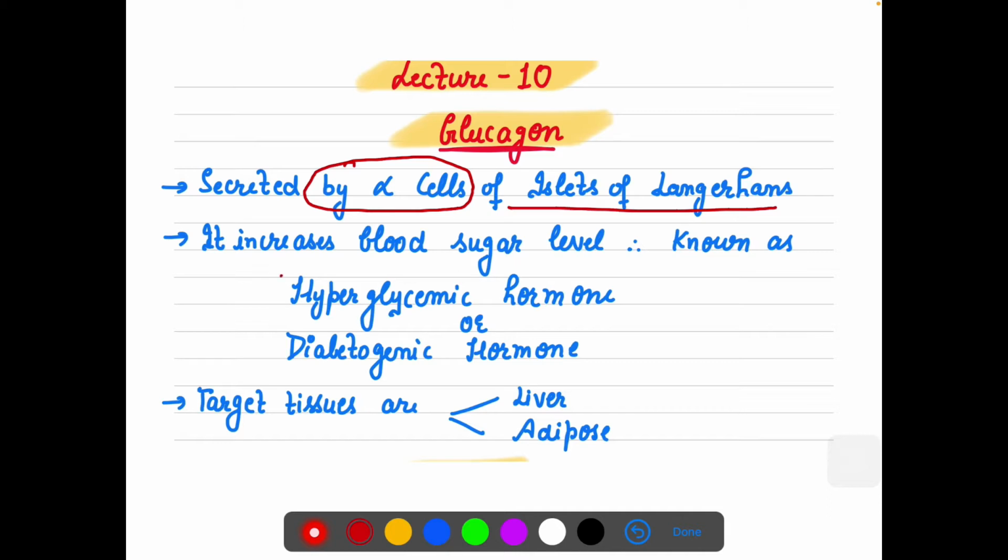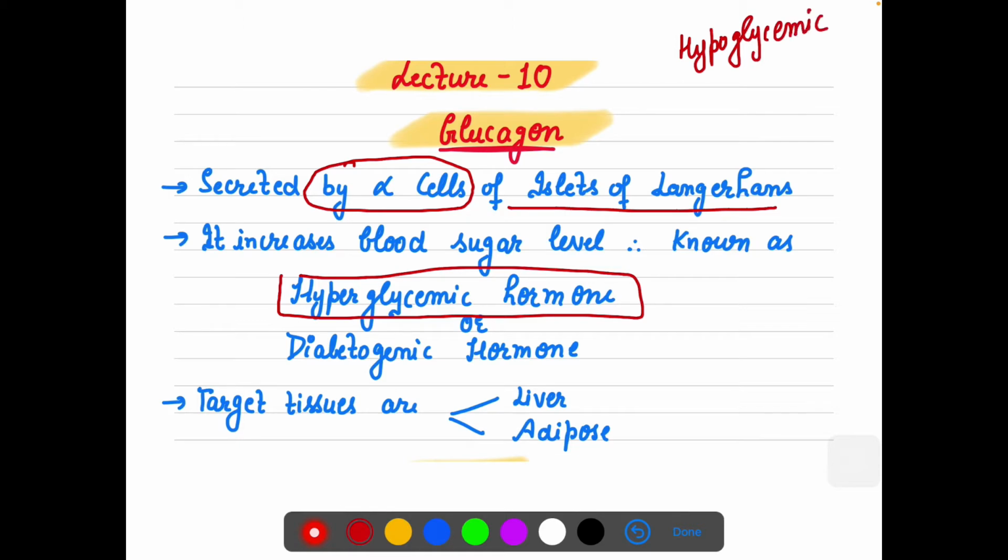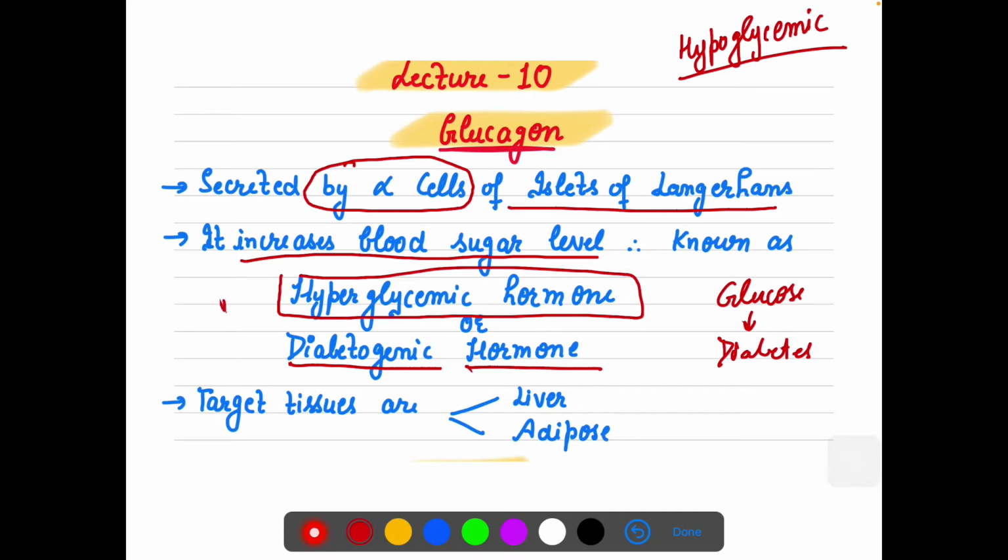That is why it is known as a hyperglycemic hormone, because till now you know very confidently who the hypoglycemic hormone is. It is our insulin, and because glucagon increases blood sugar level, it is known as a hyperglycemic hormone. The word associated with glucose is diabetes, so it is known as a diabetogenic hormone also. So there are different names depending on its function: hyperglycemic and diabetogenic hormone.